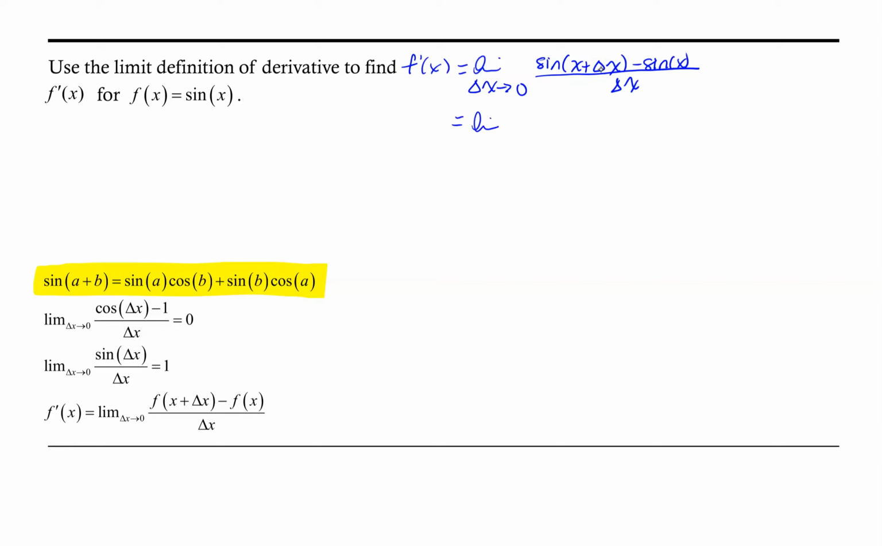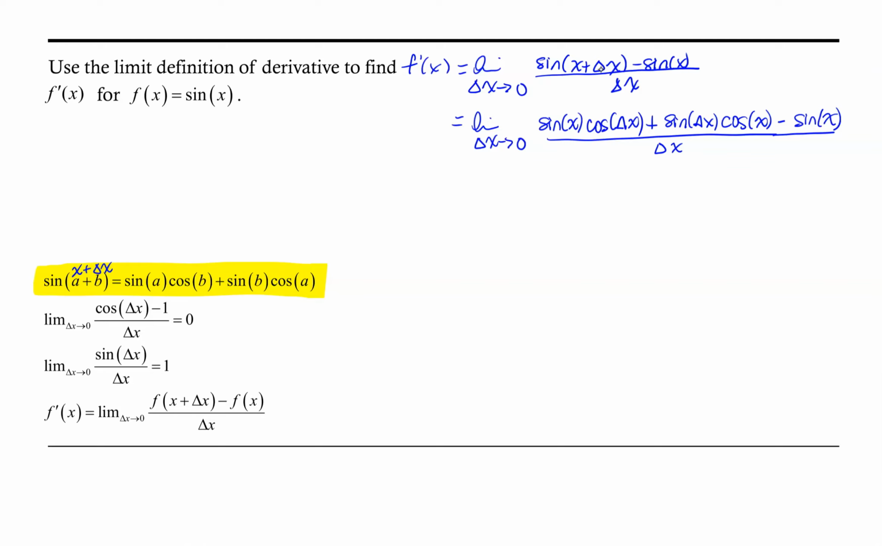So we will have the limit as delta x goes to 0 of sine of x cosine of delta x. In this property, a is x and b is delta x. So sine of x cosine of delta x plus sine of delta x times cosine of x, all over delta x. Oops, I forgot my minus sine x in my numerator.